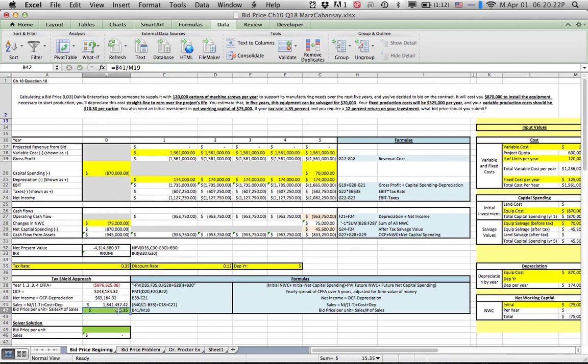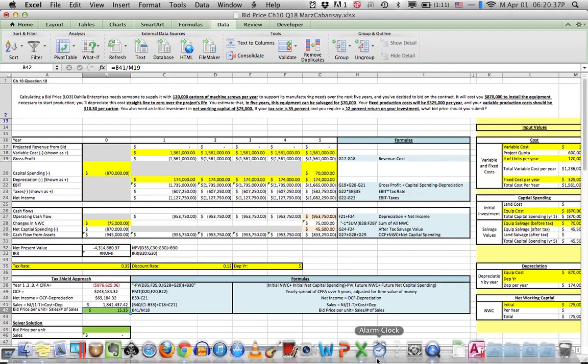So once we have that, that's going to give us our revenue rate, which we can go ahead and populate up there. And when you divide that rate by the number of units per year, you get your bid price of 15.35.